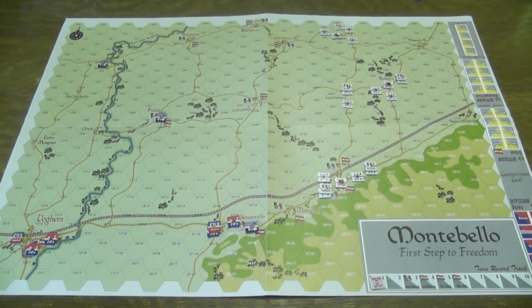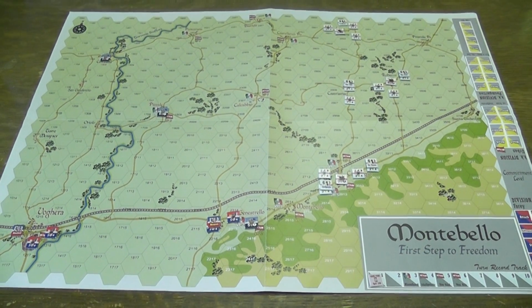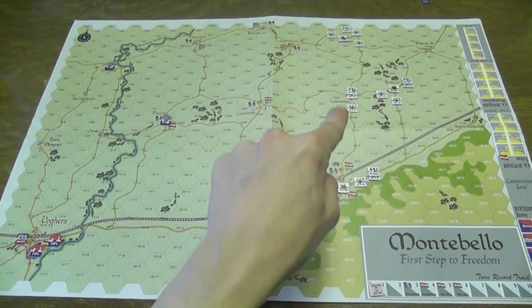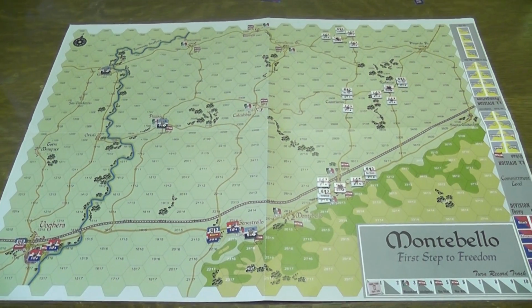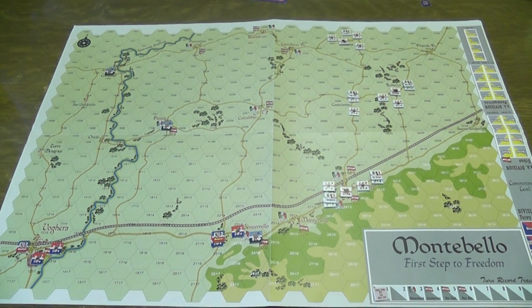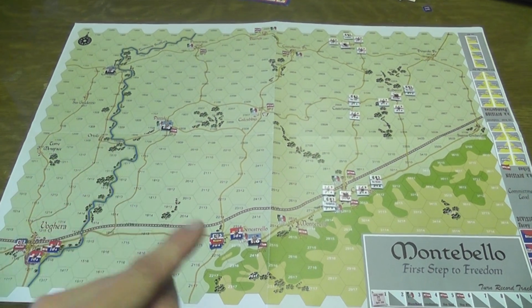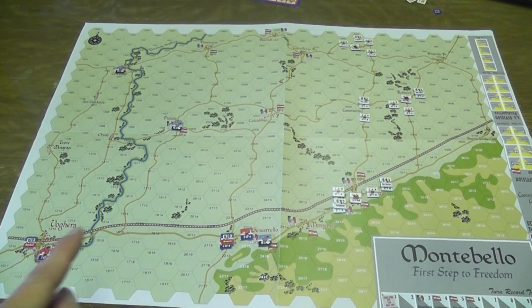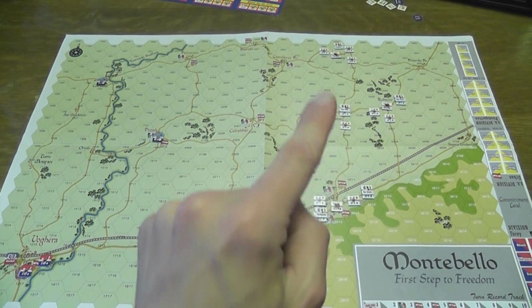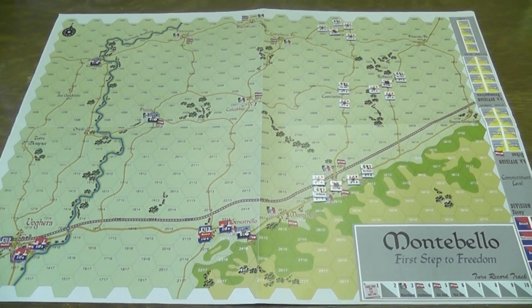This is the setup for the Battle of Montebello, First Step to Freedom, an early battle in the Second Italian War of Independence. The Austrians are coming, there's quite a few of them, and the Italian forces, here represented by a coalition of French and Piedmontese forces, definitely are heavily outnumbered. We have a small group here, and 2 units of cavalry there. Larger groups of infantry supported by some cavalry for the Austrians.